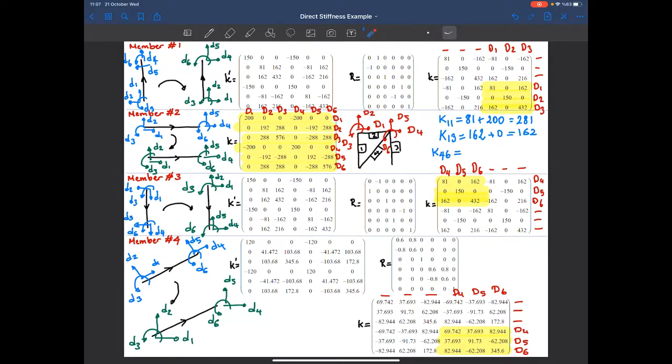Let's go to the third member now. Unit translation in 4, keep 6 equal to 0. For this one, unit translation in 1, I want to keep D3 equal to 0. So we have a unit translation, K46, right? So I'm looking at K46. It is 162.